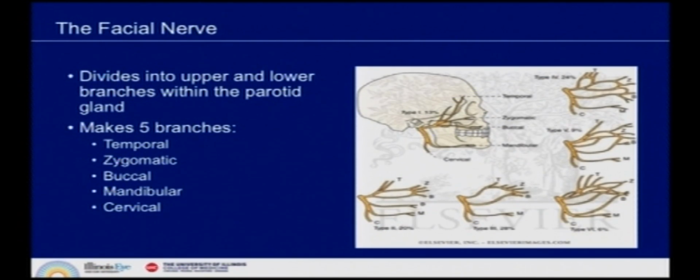It then travels through the stylomastoid foramen and then exits and branches through the parotid gland, making a number of branches that have different branching patterns, but ultimately these all innervate the muscles of facial expression.